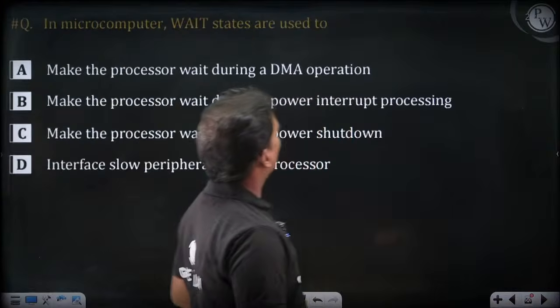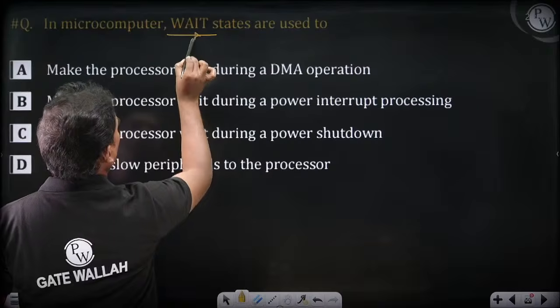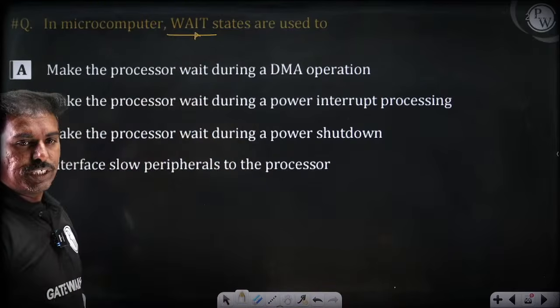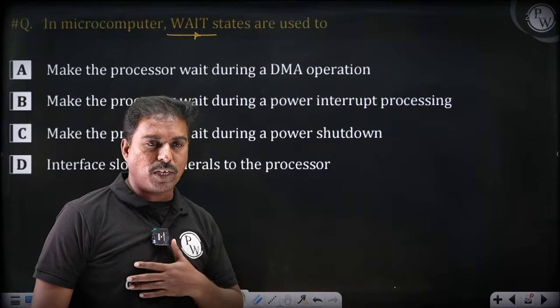Next, in a microcomputer, what are wait states used for? Why are the wait states used? Generally, wait states are used to communicate with slow peripherals. Microprocessor is a fast device.